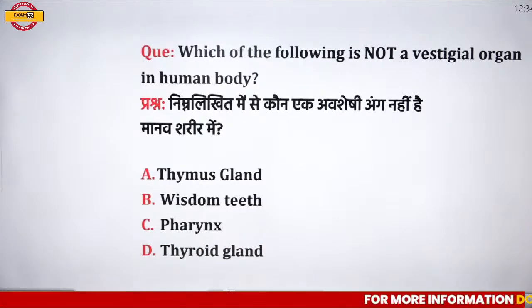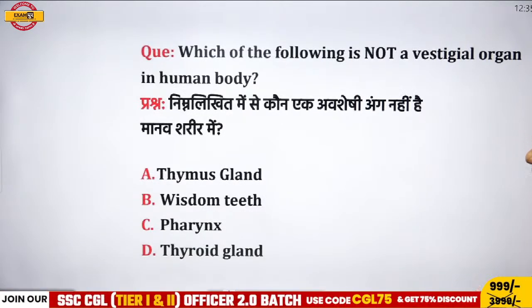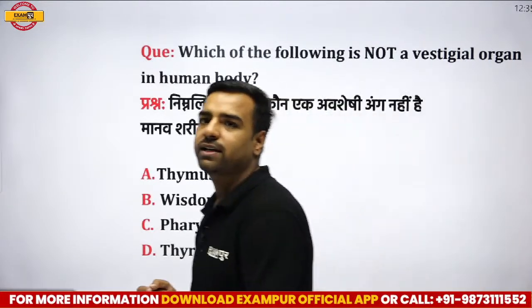Next is, which of the following is not a vestigial organ in the human body? So which is not a vestigial organ? Is it thymus gland, wisdom tooth, pharynx or thyroid gland? Let's see who can answer this part.